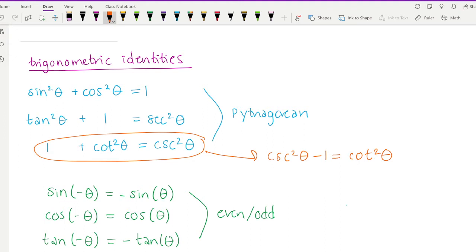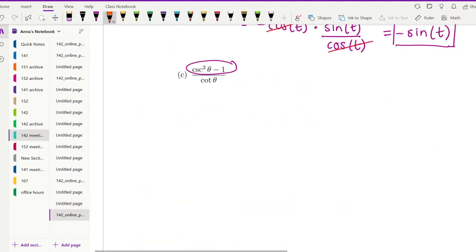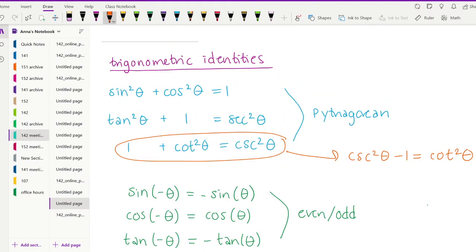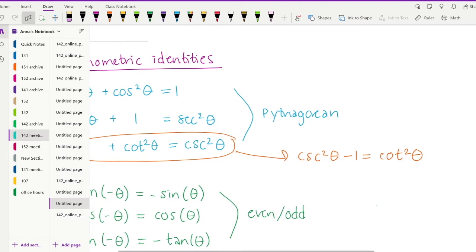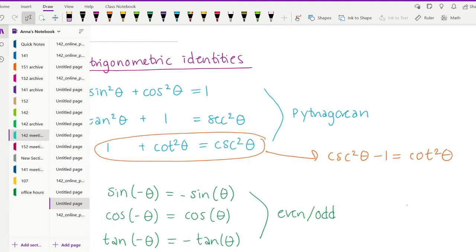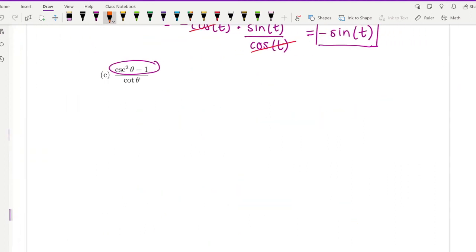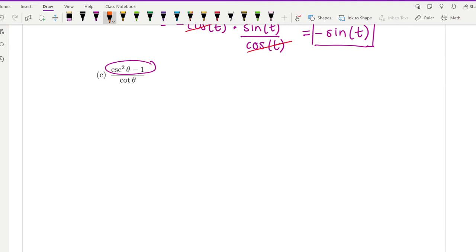Was it the numerator or the denominator? I forget. Numerator. So where it says cosecant squared of theta minus 1, we now know that we can replace that with cotangent squared of theta. Again, I'm not trying to tell you that here's another identity you have to memorize. It's more like whenever you see something that reminds you of the Pythagorean identities, that's where you can play around and see how you can rearrange things so that they fit with that identity or with the expression you're trying to simplify.